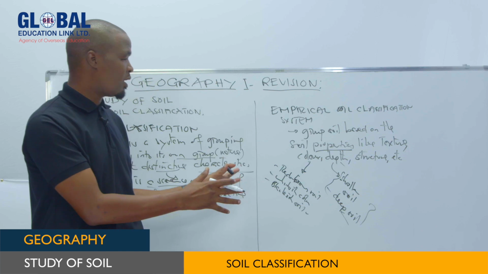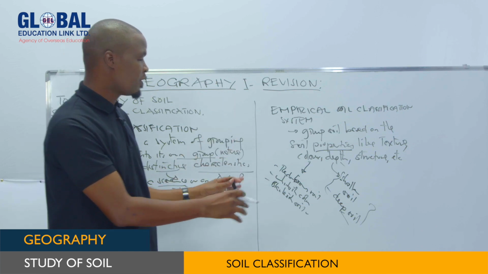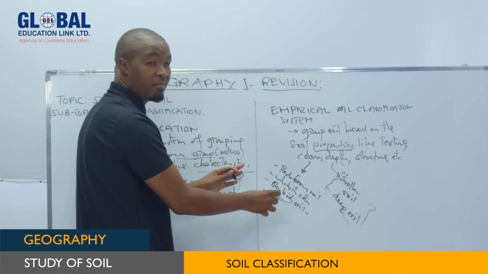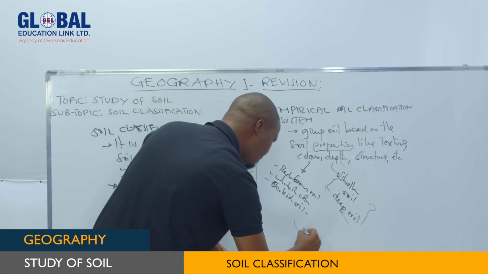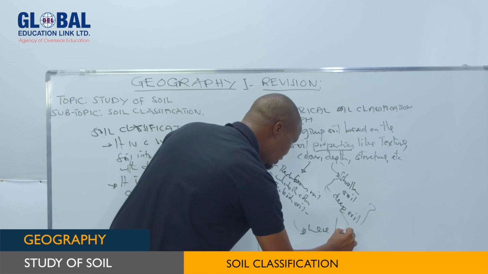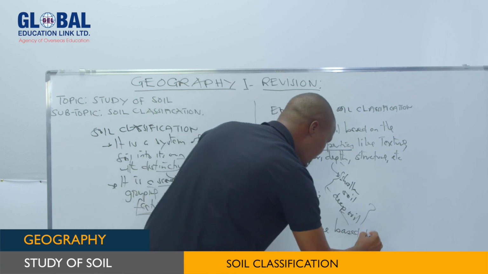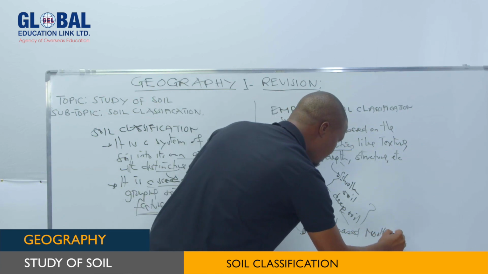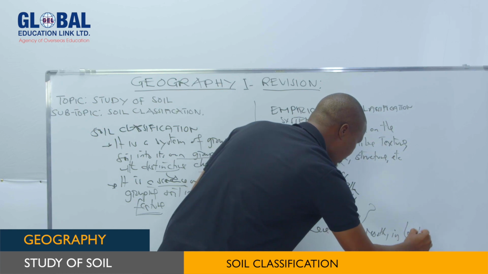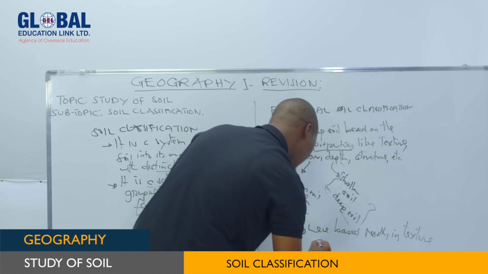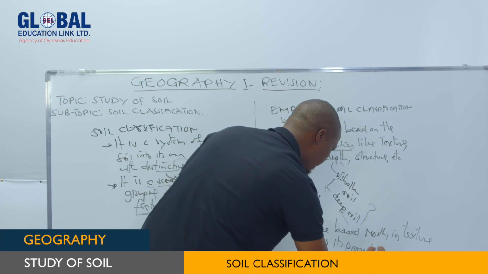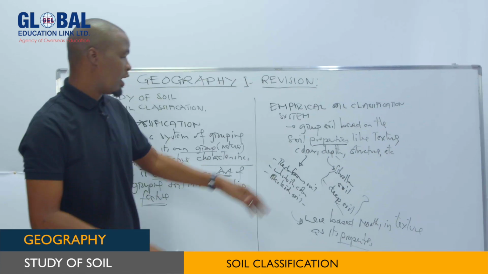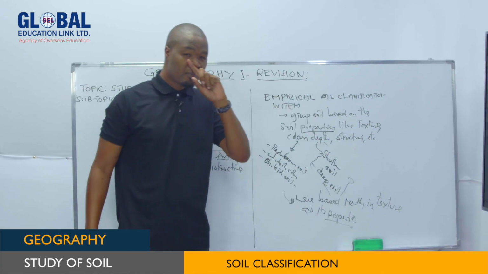Then from there, in the empirical soil classification system, they were just giving these examples of color, but they were based mostly on soil texture as its property. So let's see classification of soil based on what?